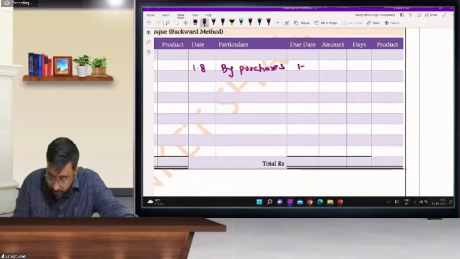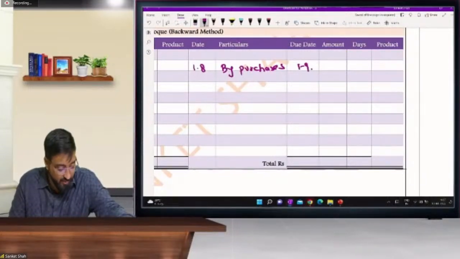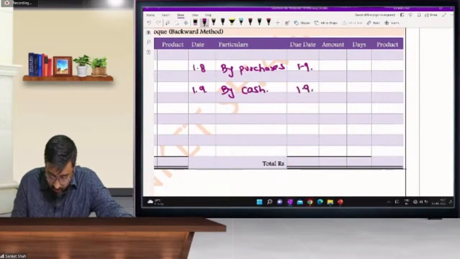I hope you understood all these 6 chapter units. I know this is very difficult. Sometimes I feel all the difficult topics have been given to me. But yes, I know you are going to fight with these chapters. It's very easy, beta, once you get the logic. Buy cash. Buy bills receivable.